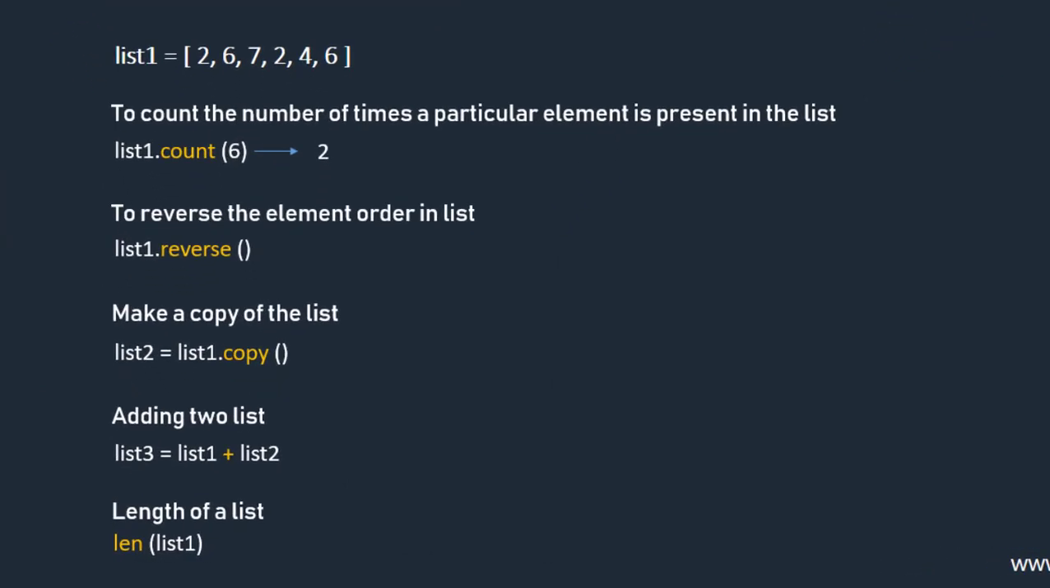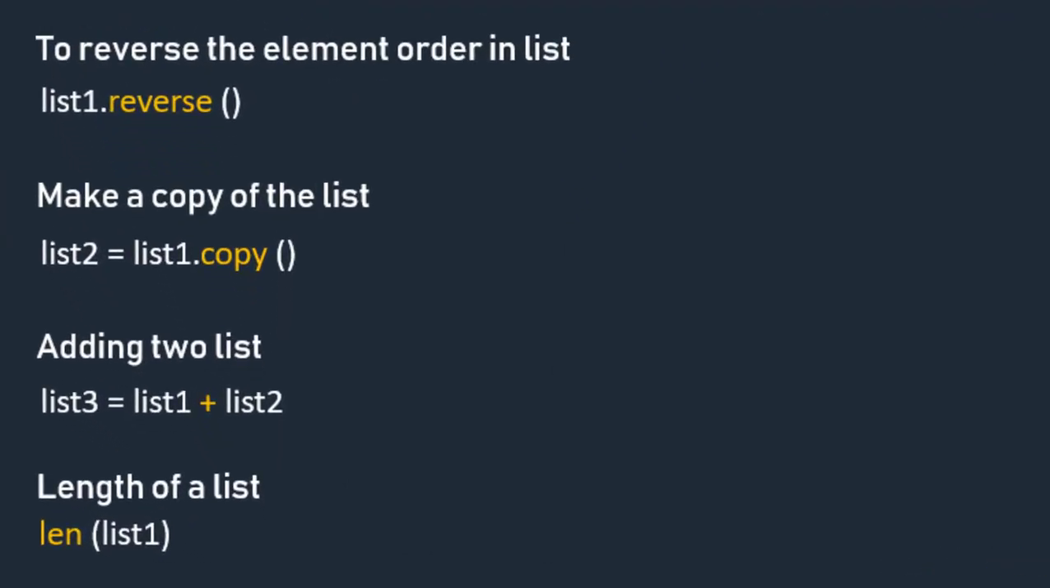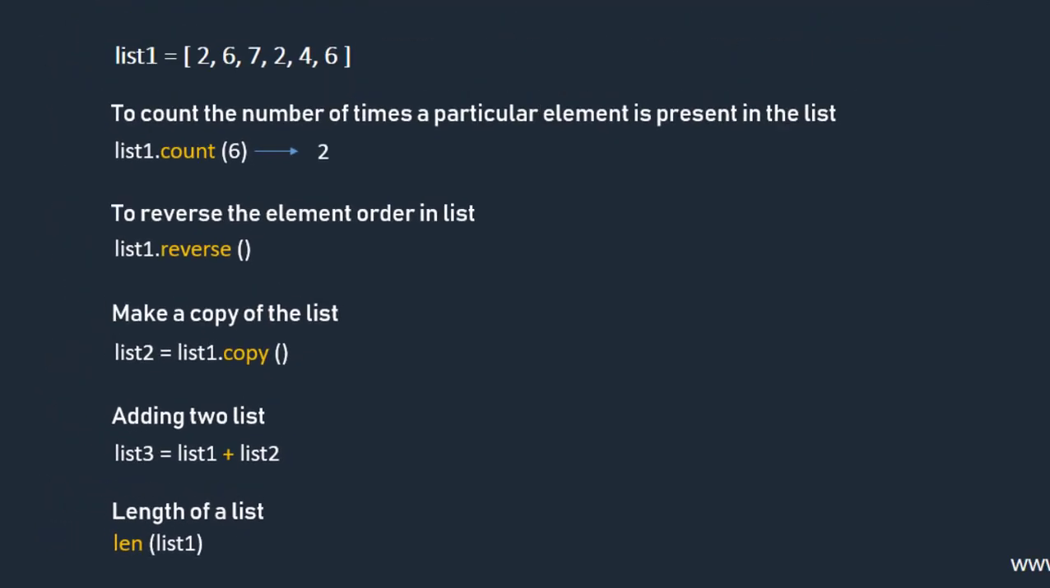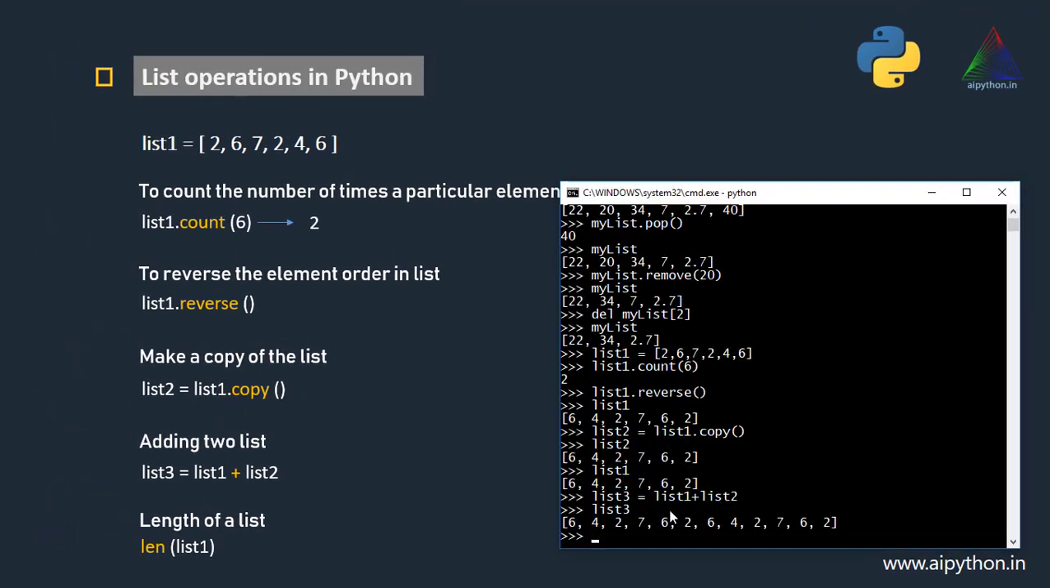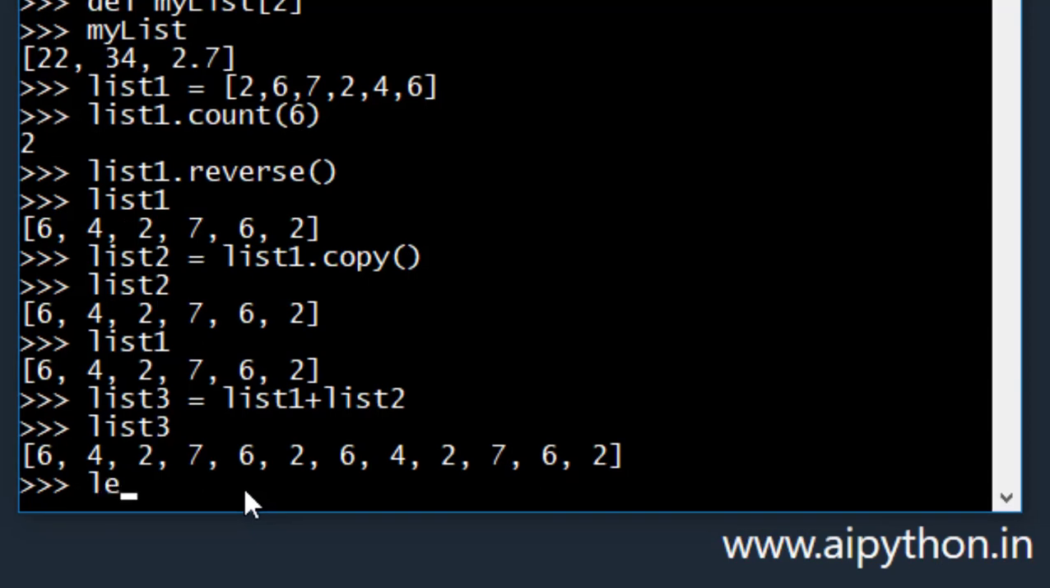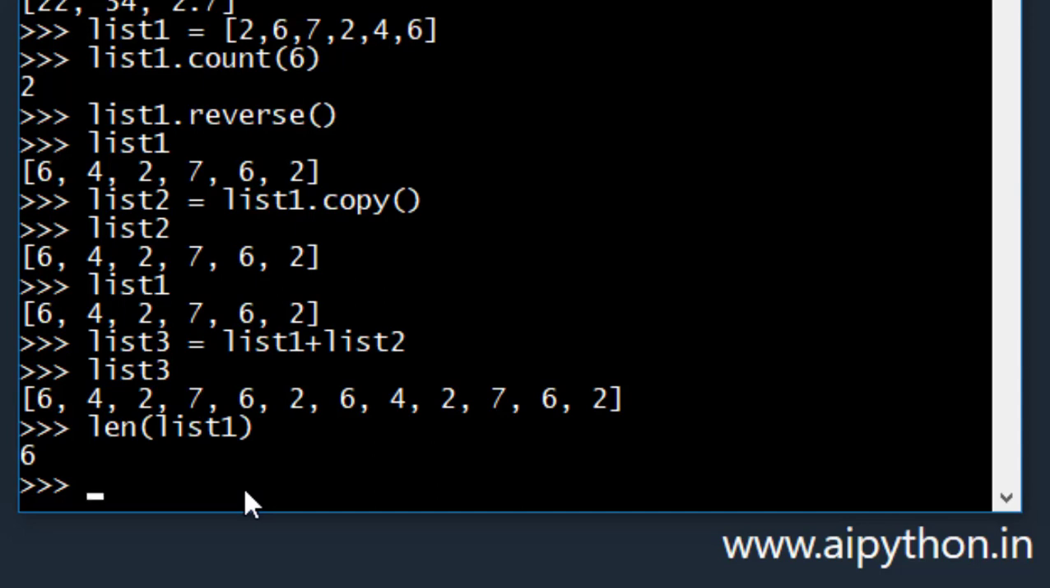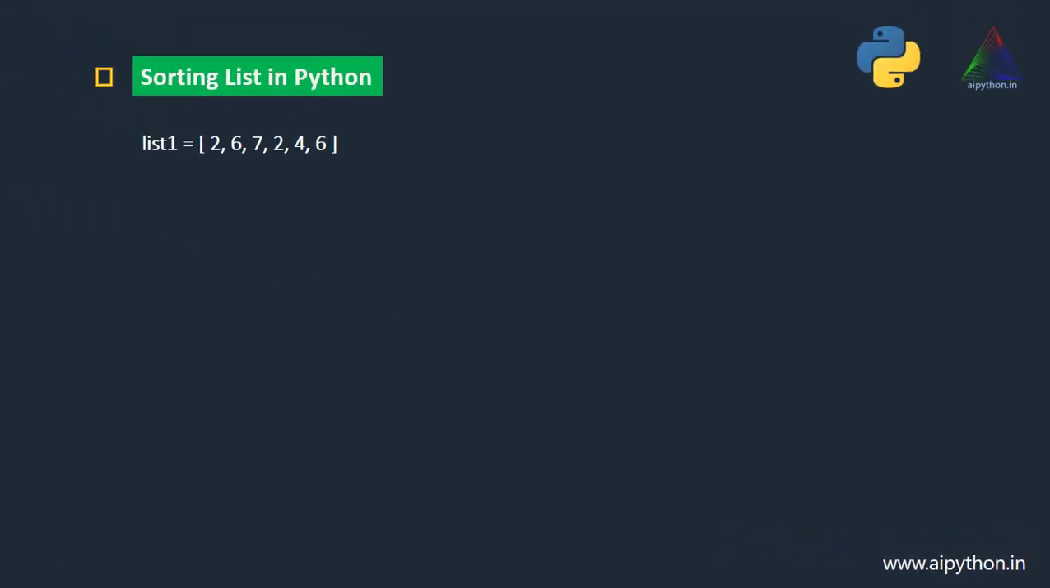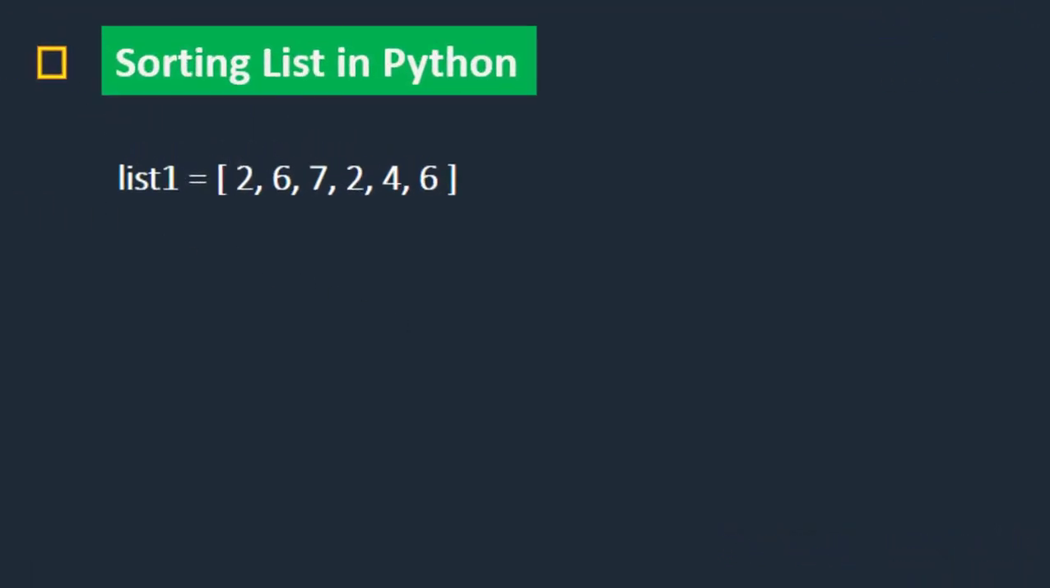To calculate the length of a list, in case we are interested to find out the size of this list, we can use the function len. So we can write len followed by the list name. For example, list1, it will give you 6, and if you wanted to know the length of list3, then it will give you 12.